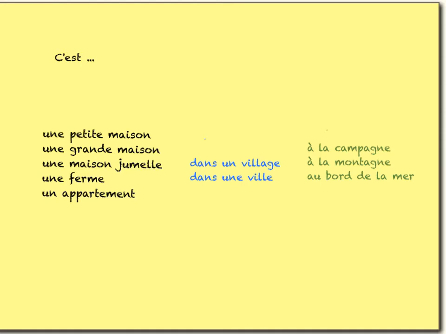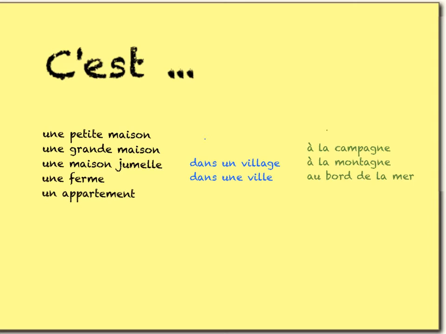Another really important structure that we've been learning is here, c'est. Now, c'est means it is. So, to start your description of your house, you would probably say c'est to say it is a small house, a large house, a semi-detached house, a farm, or an apartment.